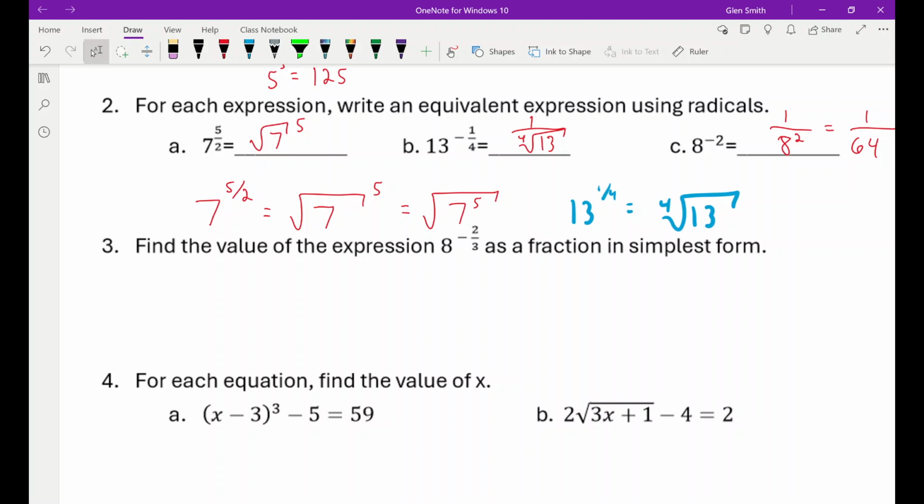So the negative is going to move it down to the denominator, so let's do that first. That's the same thing as 1 over 8 to the 2/3. That's what the negative on that 2/3 does. It just puts it right down in the denominator. Okay, and we'll keep using our rules here.